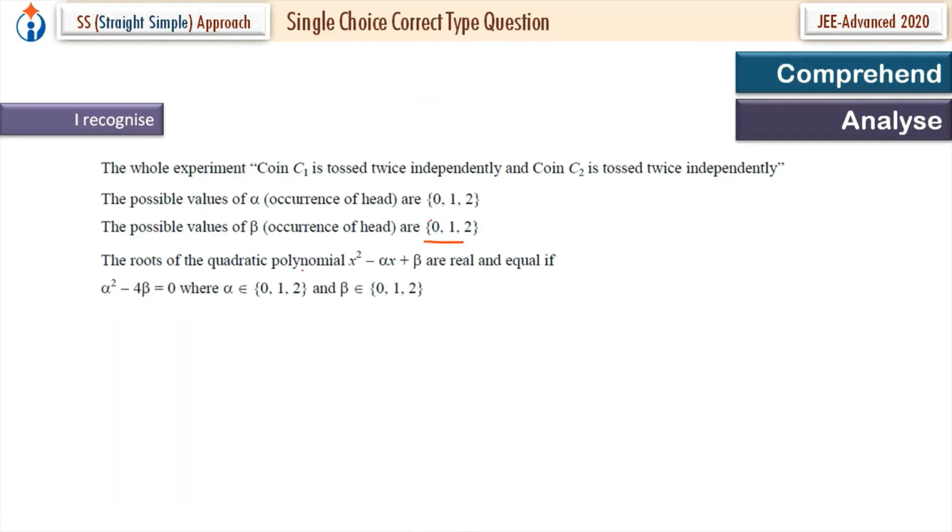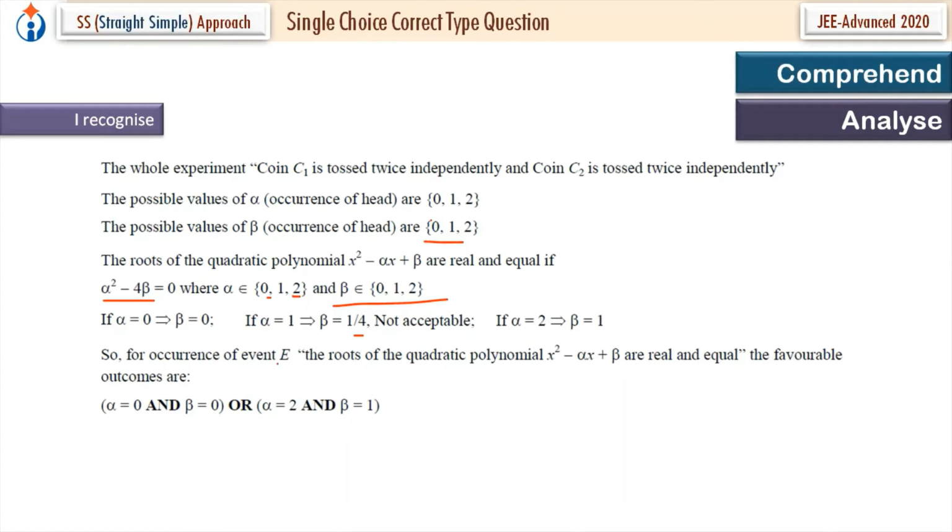It is given that the roots of the quadratic polynomial are real and equal. So we know a quadratic polynomial has real and equal roots if the discriminant is equal to 0, and the discriminant is alpha square minus 4 beta equal to 0, where alpha belongs to this set, beta belongs to this set. So let's look at the possible values. If alpha is equal to 0, we get beta equal to 0. If alpha equal to 1, I get beta equal to 1 by 4, which is not acceptable, since 1 by 4 is not in the set to which beta belongs. And if alpha is equal to 2, I get beta equal to 1.